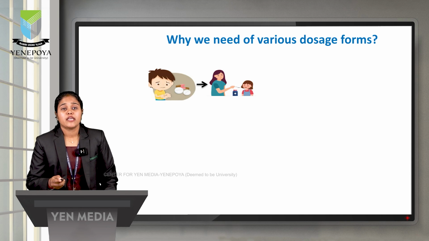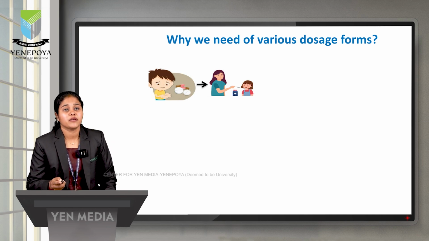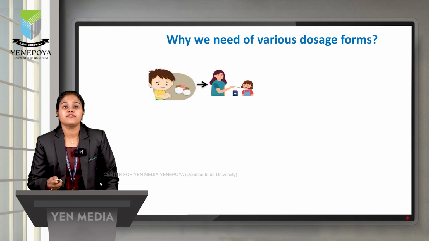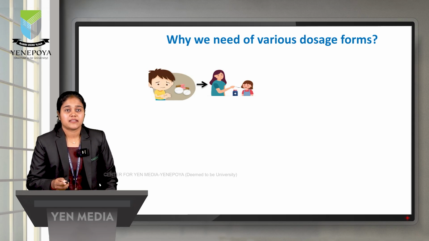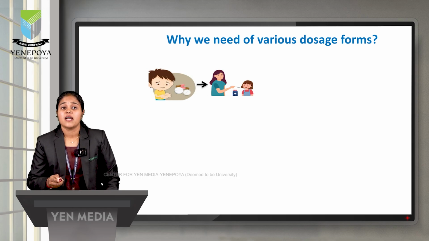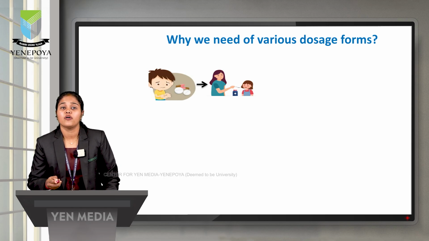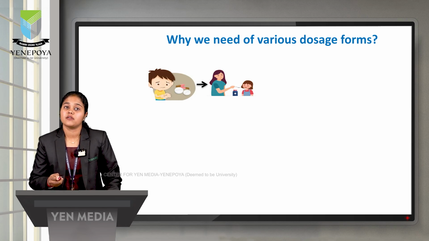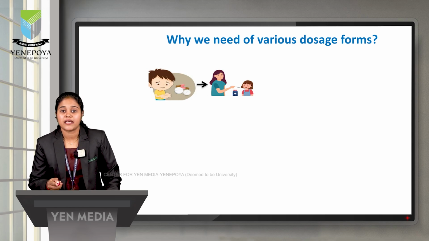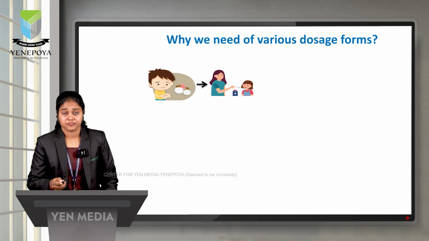For example, if we have paracetamol 500 mg, taking half of that gives 250 mg, so we can give it easily to pediatrics. But kids will not prefer tablets of paracetamol. Instead of that, we can go for either a suspension of paracetamol or a syrup of paracetamol, which mainly acts to reduce fever. So this is one reason we may require different dosage forms.